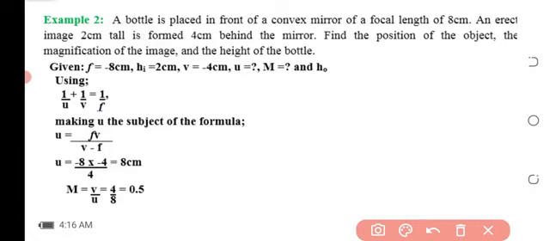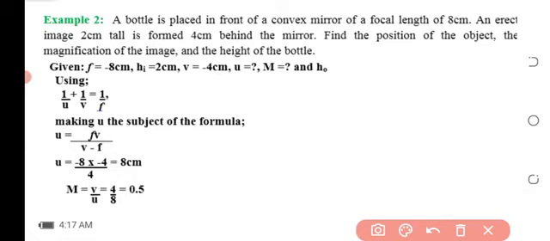Okay, using the mirror formula and making u the subject of the formula, we have this equation. Substituting all the values into this, our f is -8, multiplied by v, which is -4, over v minus f, which will be -4 minus -8. That will be -4 plus 8, and that will give us 4. So playing around with that, we have 8 as the value of the object distance.